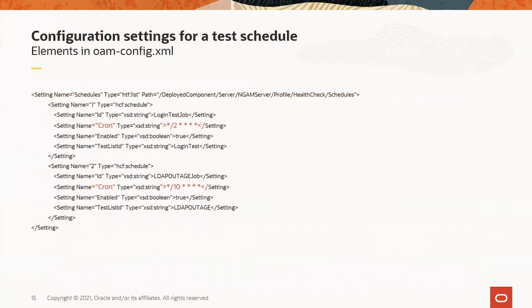Now, looking further into schedules, under the REST API and the health check profile, we have different tests which can be scheduled, like a login test job. You see that it's a cron job running every 2 minutes. We have another test schedule, the LDAP outage job, which runs periodically every 10 minutes. The point I'm making here is that using REST API, you can monitor, set, and accumulate or aggregate these values by running against these health check reports.